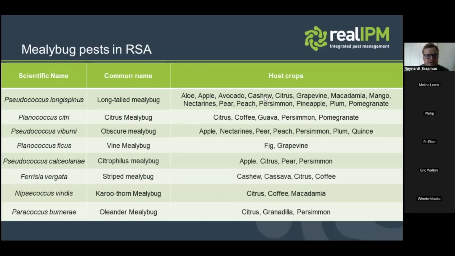Amongst these 20, in this table, I've listed the most important ones, which contain longtail, citrus, obscure, vine, citrophilus, stripe, karoo thorn, and oleander mealybug. As I mentioned, these are widely considered to be the most important when it comes to economic damage, purely because of the wide host range and the economic impact that their infestations can cause.